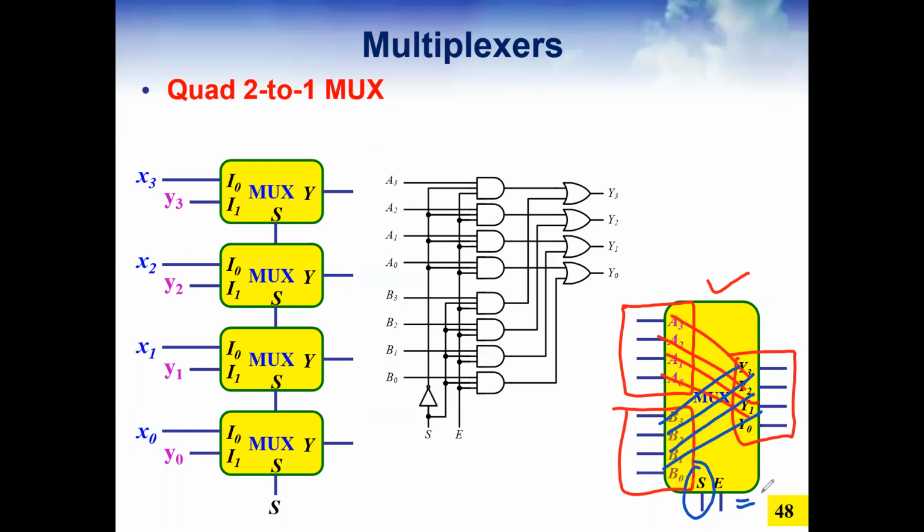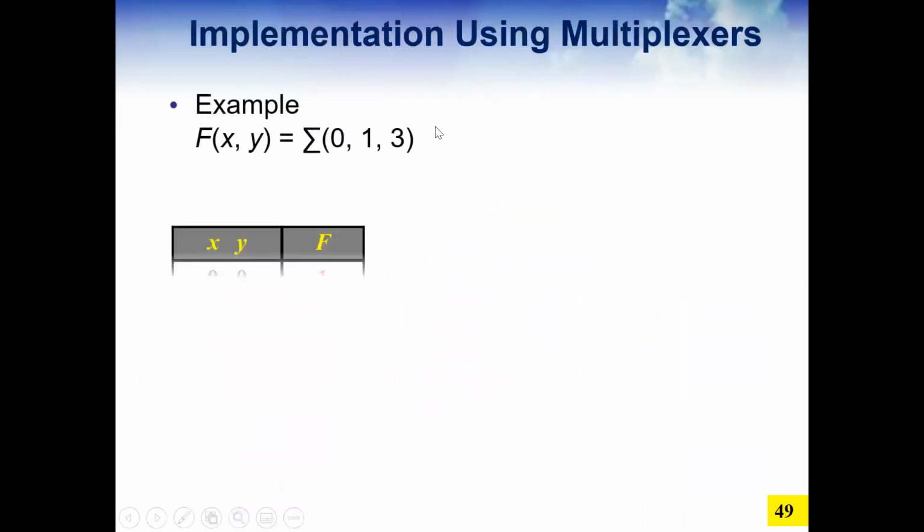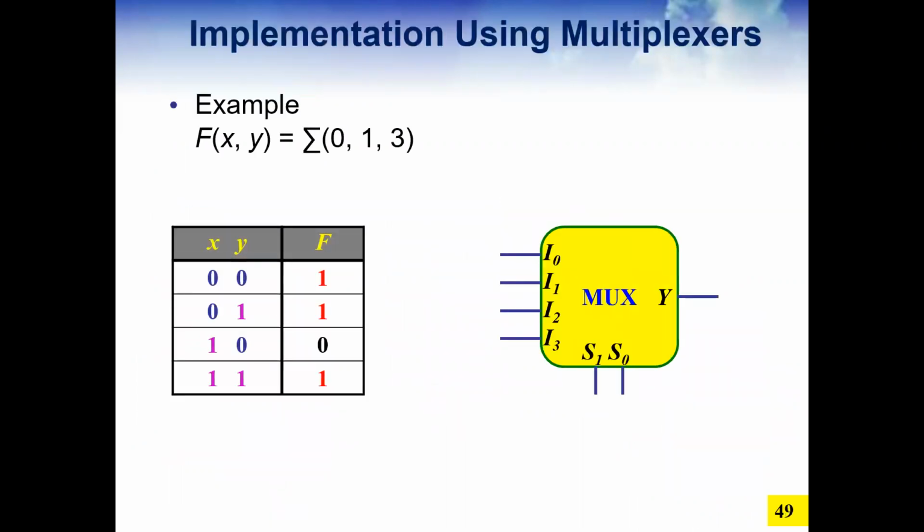Enable should be 1 always in order for it to work. If enable is 0, this will not work. All the outputs will always be 0. You know that rule. Is this clear now? Yes. So this is another way to use the multiplexer basically. Multiplexer can also be used to implement a function, as we have seen for the decoder.